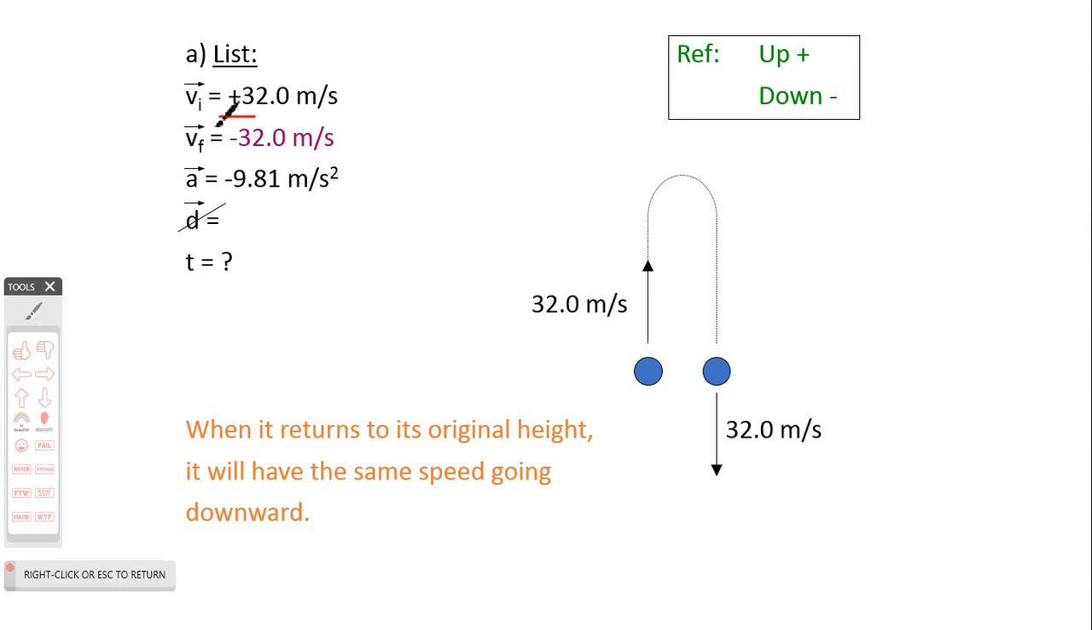All right, so another example here. A rock is thrown upward with a speed of 32 meters per second. Find the time required for it to return to its release height. So a couple of things we need to look at here. First of all, when it returns to its original height, it's going to be going the same speed, opposite direction.